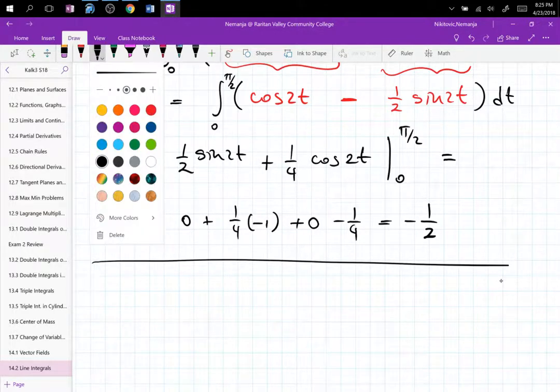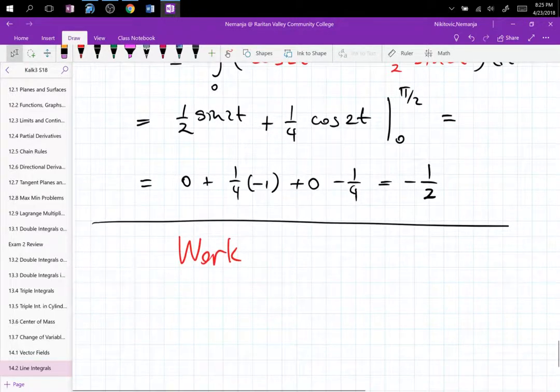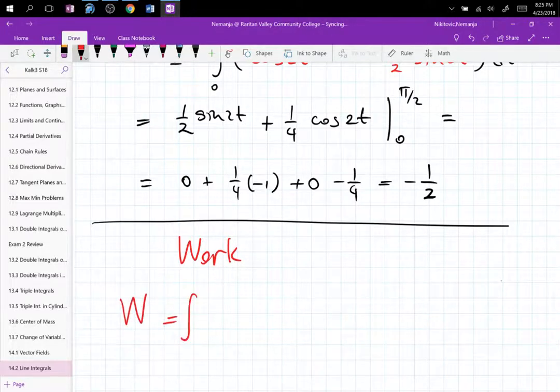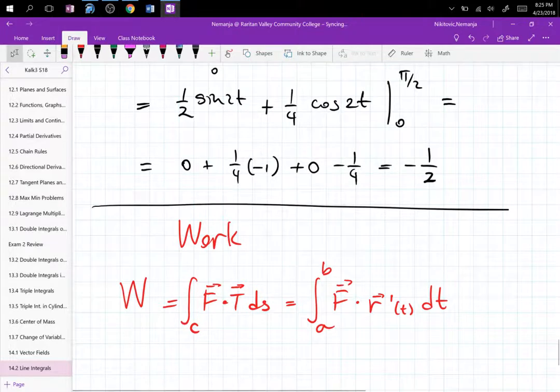So, the work is integral over C of F dot T ds, which is equal to the integral from A to B, whatever your field is, times R prime of T dt. I didn't write anything new. It's the same formula above, right? I'm just giving it a purpose. And the purpose is technically everything we do.